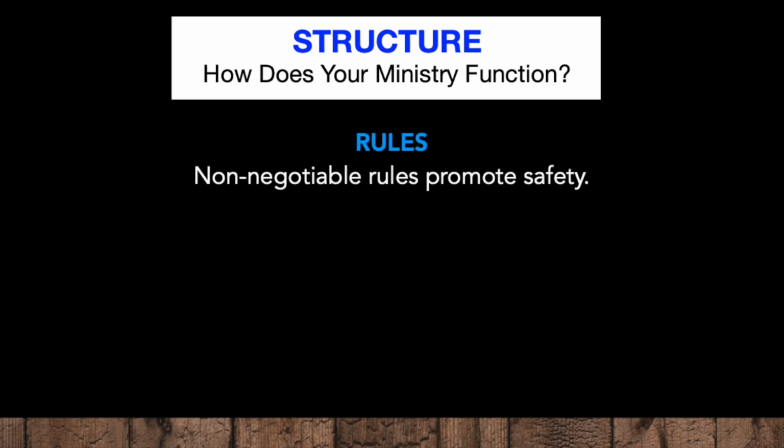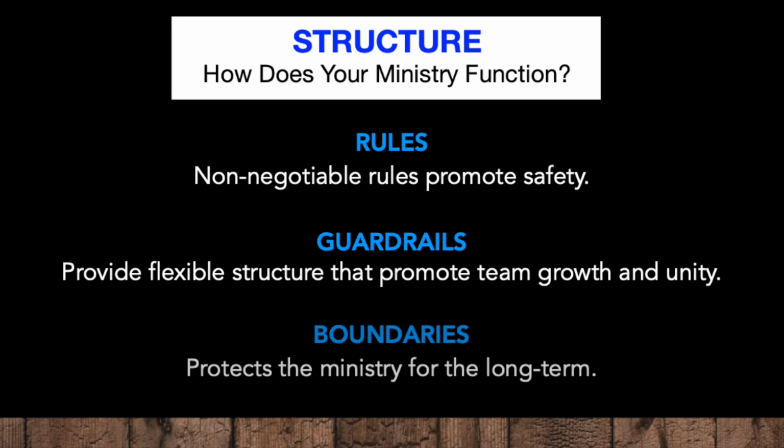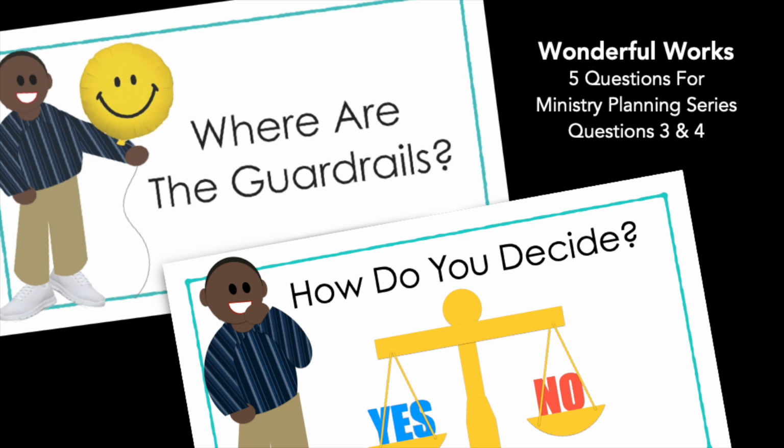Creating a list of non-negotiable rules promotes safety, while adding in some flexible guardrails will allow your team members to stay on mission and grow at the same time. And of course, setting boundaries by learning how and when to say yes or no can protect your ministry for the long term. Starting with these 3 things will help you create consistent expectations and keep everyone on the same page. To learn more about each one, we invite you to watch Wonderful Works 5 Questions for Ministry Planning, Questions 3 and 4, Where are the guardrails, and How do you decide? But before we move on, let's look at one more thing.